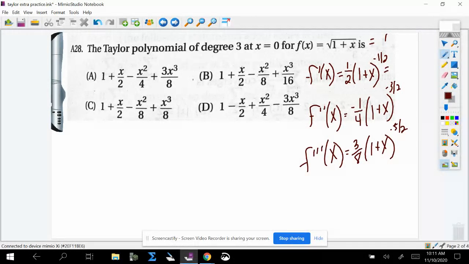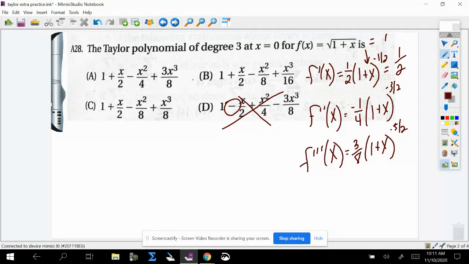Now when I put a 0 into this one, I'm going to get 1/2. When I put 0 into this parentheses, I'm just going to get 1, since 1 to any power is 1. So I'm going to get 1/2. So my next term should have a coefficient of 1/2. It should be x to the first over 1 factorial. It is positive. So I am crossing off this one because this next term should be positive.